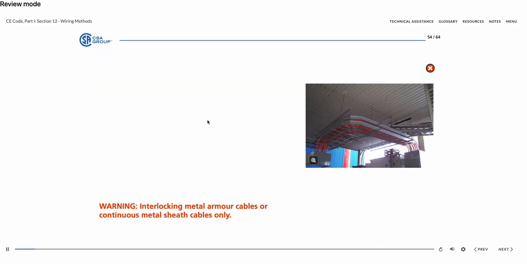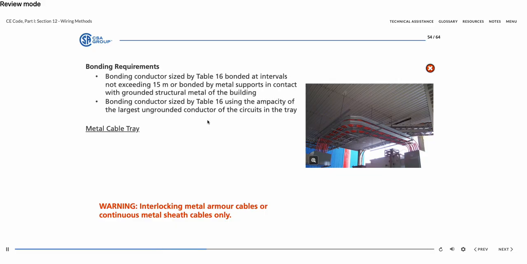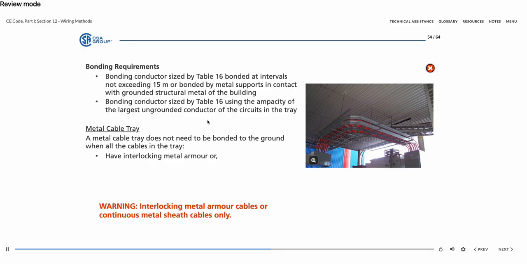Bonding conductors are sized using Table 16 and bonded at intervals of less than 15 meters or bonded with metal supports that are in contact with grounded structural metal of the building. A bonding conductor is sized with Table 16 using the ampacity of the largest ungrounded conductor of the circuits in the tray. For a metal cable tray, it does not need to be bonded to the ground when all of the cables in the tray have interlocking metal armor or have continuous metal sheath that is permitted to be used as a bonding method.